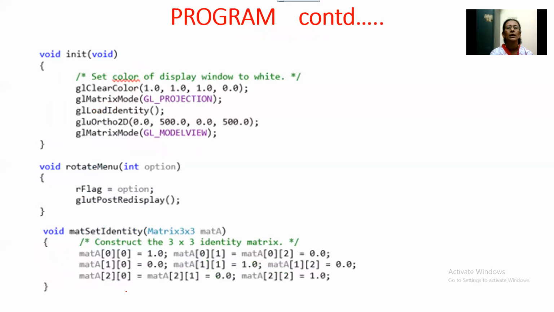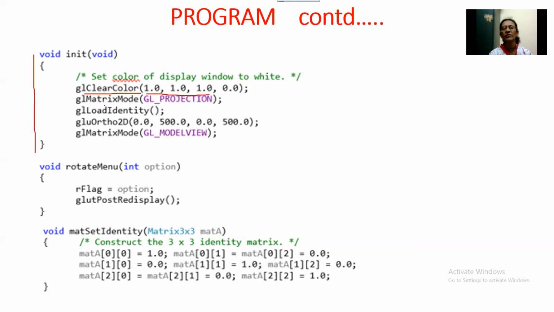Next, we write the init function, with all the different initializations that are required for OpenGL. First, we set the color of the display window to white. How do we do it? By using the function glClearColor. 1, 1, 1 is white, so we are giving this. The transparency amount is 0.0.